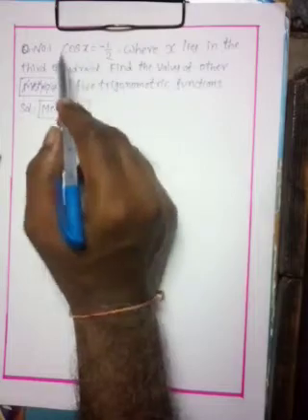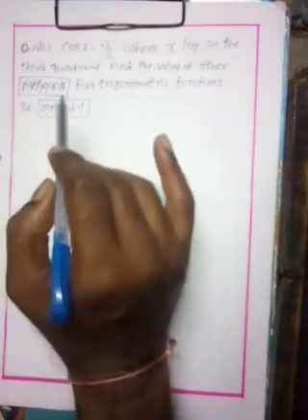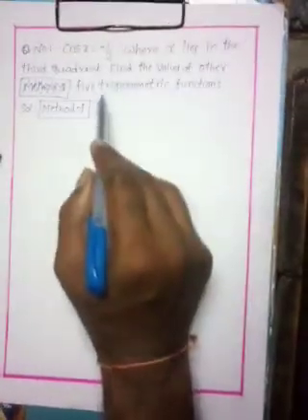Here, what is given in the question? The value of cos x is given, and x lies in the third quadrant. What should be found? We have to find the remaining 5 trigonometric functions.